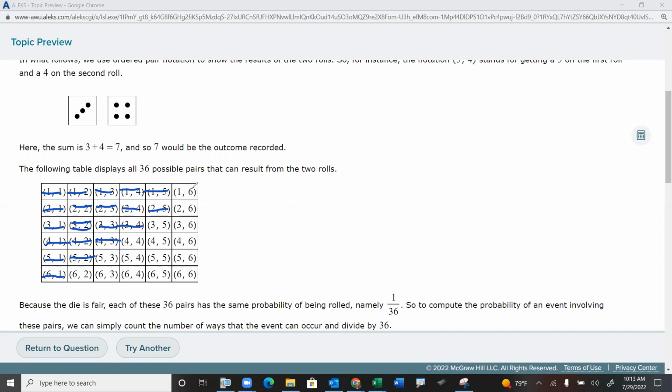Okay. Now, then I see, oh, wait, that sum is equal to 8. Well, we're looking for greater than 8. So we don't want the sum equal to 8.